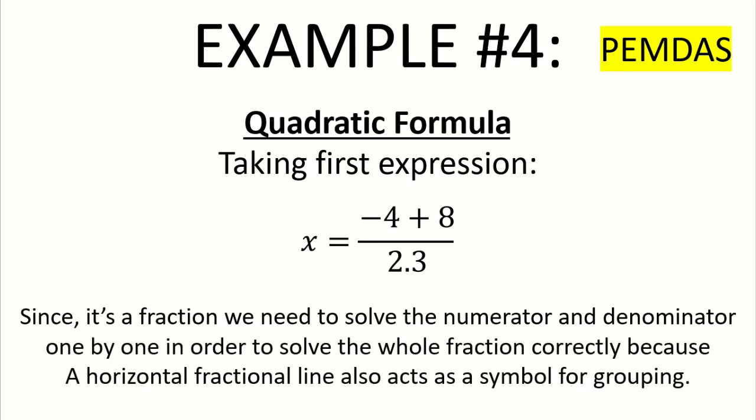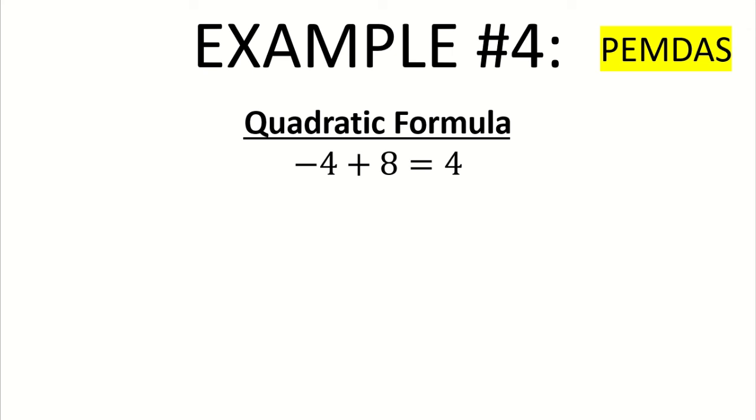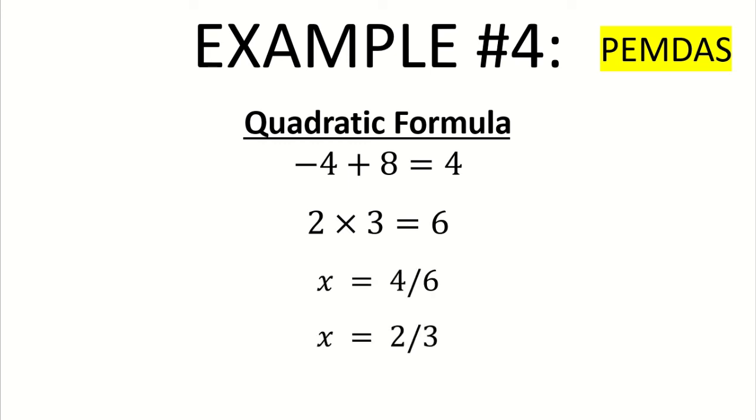Since it is a fraction, we need to solve the numerator and denominator one by one in order to solve the whole fraction correctly, because a horizontal fractional line also acts as a symbol for grouping. So negative 4 plus 8 is equal to 4, and 2 into 3 is equal to 6, which gives us x is equal to 4 by 6, which on simplifying gives 2 by 3. If we simplify it more, it will give us a decimal answer. So we are gonna leave it like that.